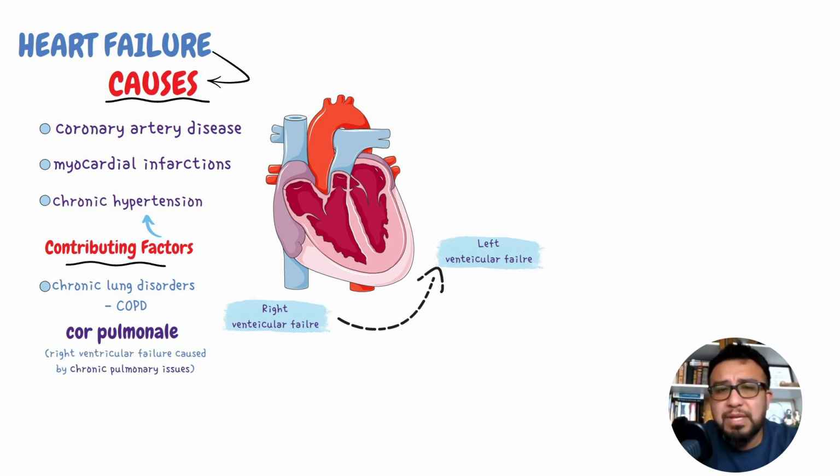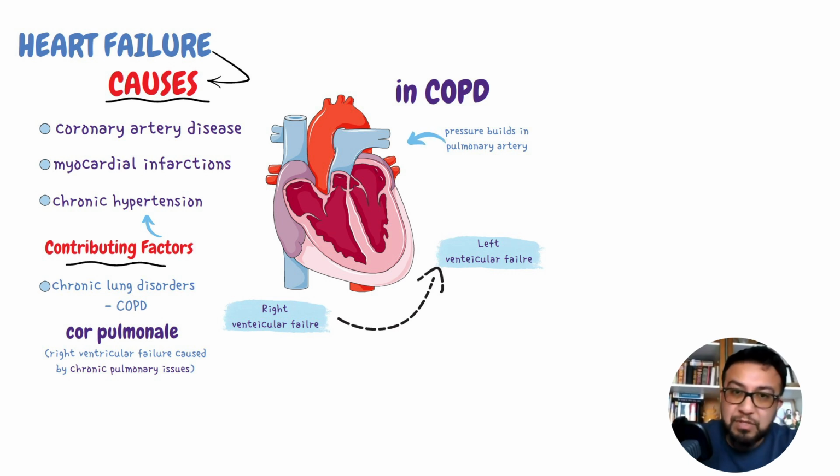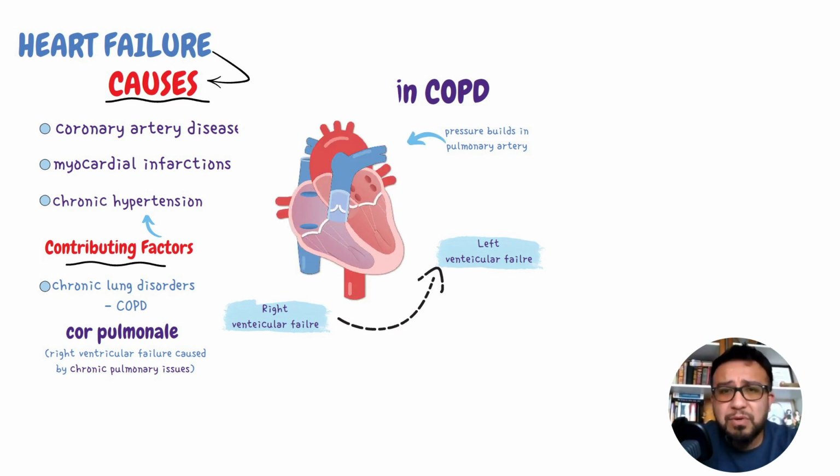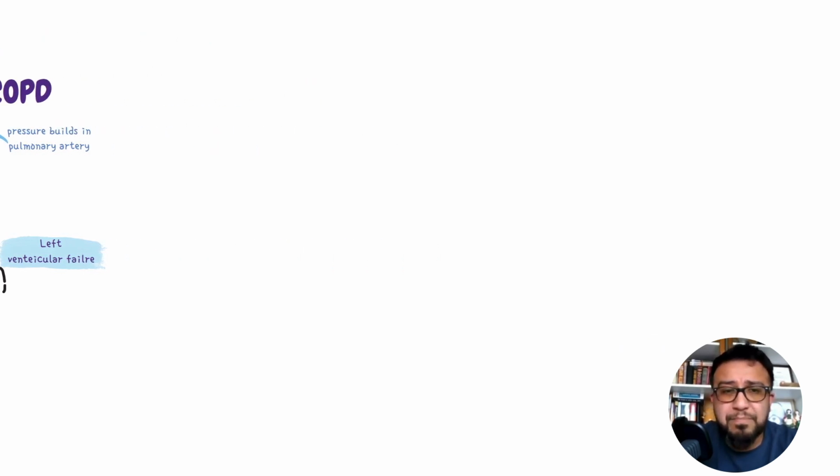This happens when, in a chronic respiratory issue like COPD, the pressure inside the pulmonary arteries is increasing, and this shoots the pressure back to the right ventricle, and the right ventricle tries to compensate by beating faster. Throughout the years, this causes fatigue and eventually right ventricular failure.